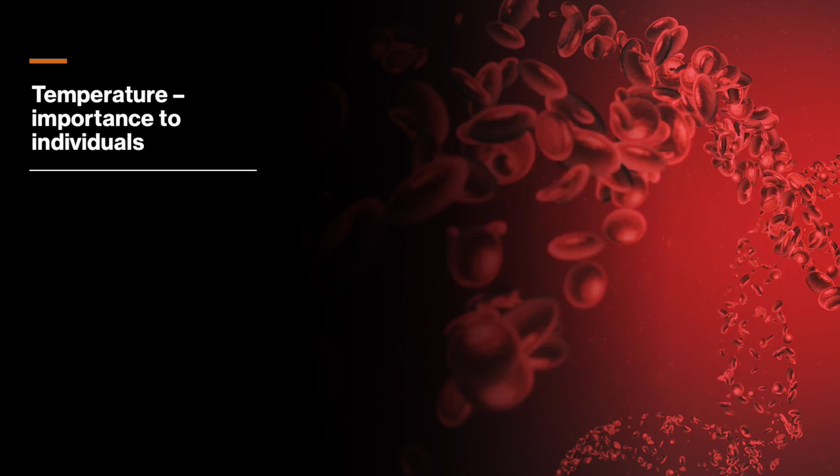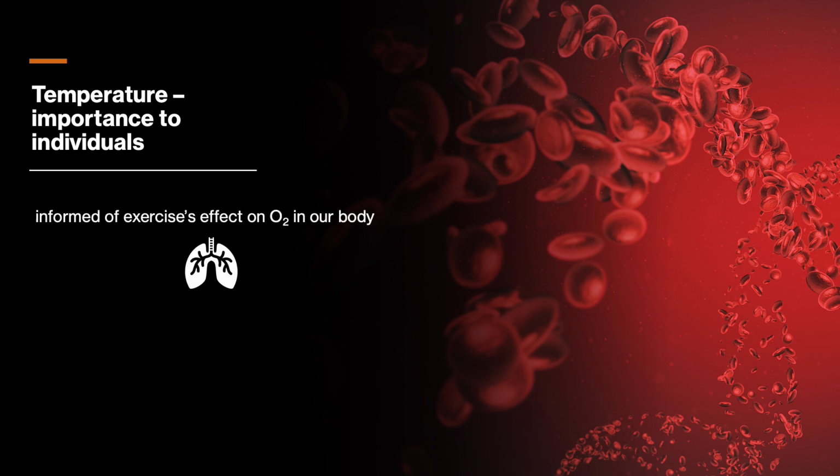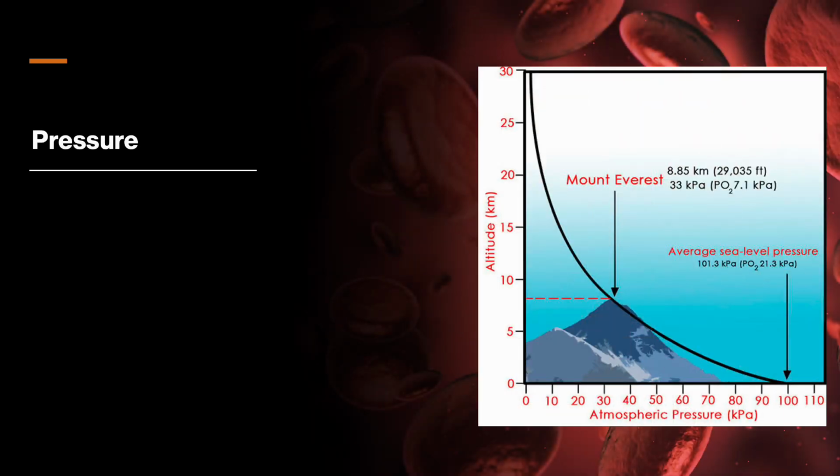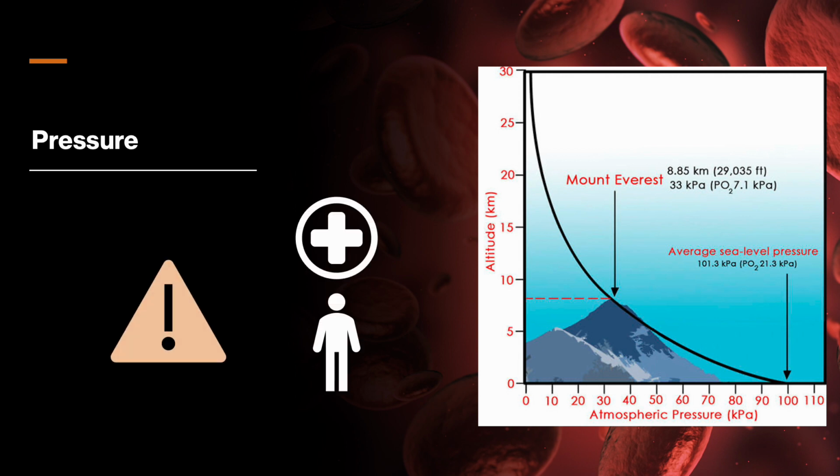Through our understanding of how temperature affects the oxygenation of our body, we can be better informed about the effects of exercise and what to expect when we undergo physical stress. As altitude increases, the less dense the air becomes. A change in air pressure also changes the concentration of oxygen, becoming potentially hazardous for human life.